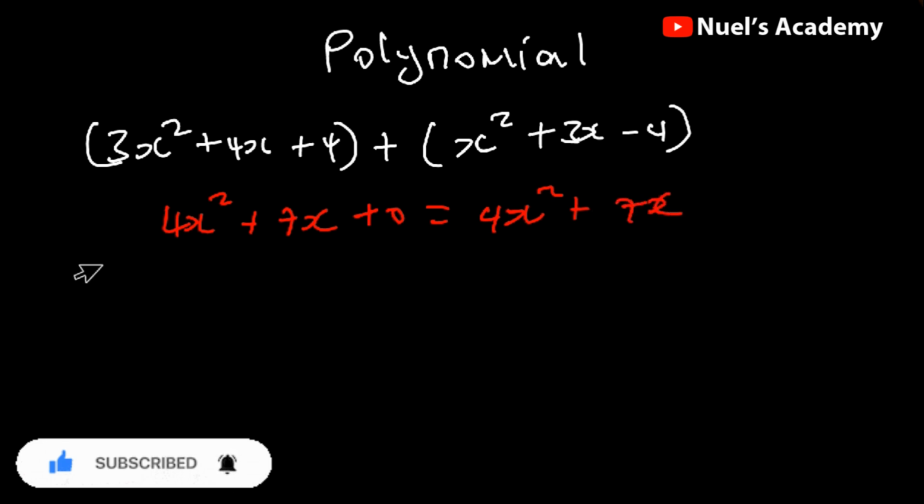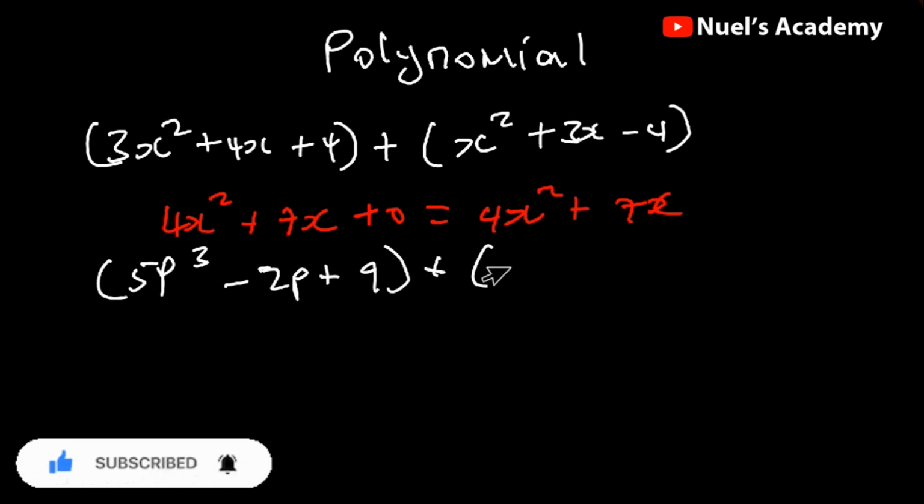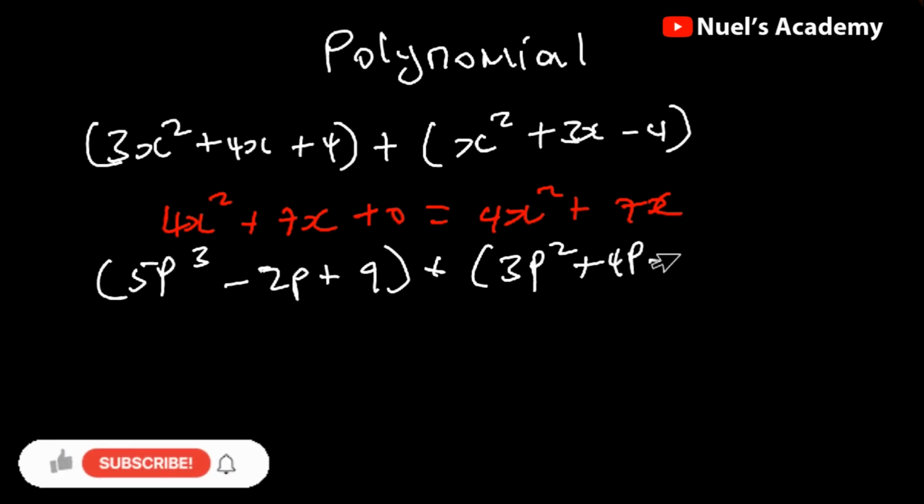So let's add another pair of polynomials. We have 5p raised to the power 3, minus 2p plus 9, and then plus 3p squared plus 4p minus 1. So I have to add these polynomials.